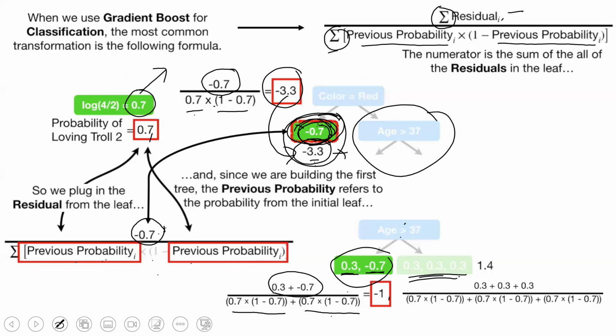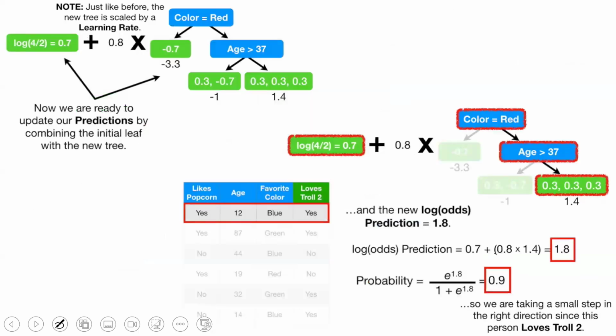Now, to calculate the value for this, you again apply the same formula: sum of residuals divided by previous probability 0.7 into 1 minus 0.7. You solve this equation, you get this one. So the new tree will look something like this. So the log of odds, which is 0.7, plus this. So this is the log of odds. This is the probability.